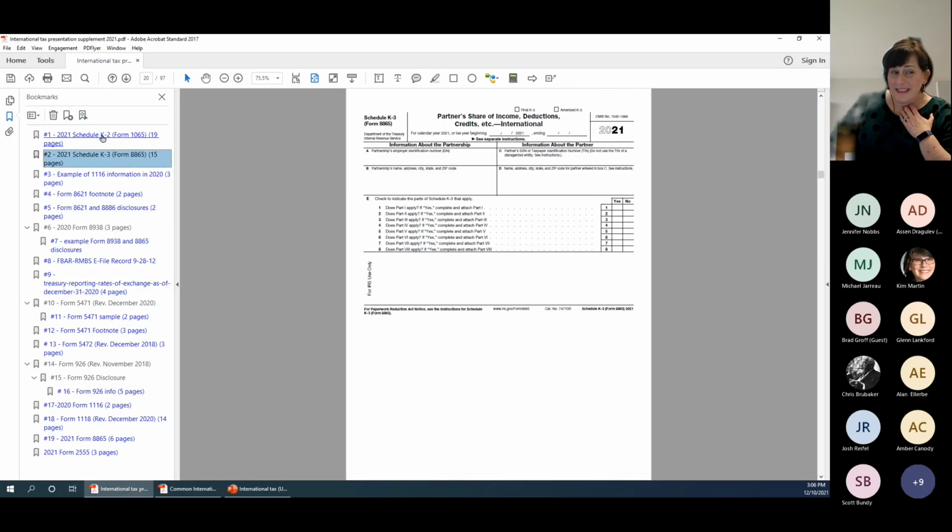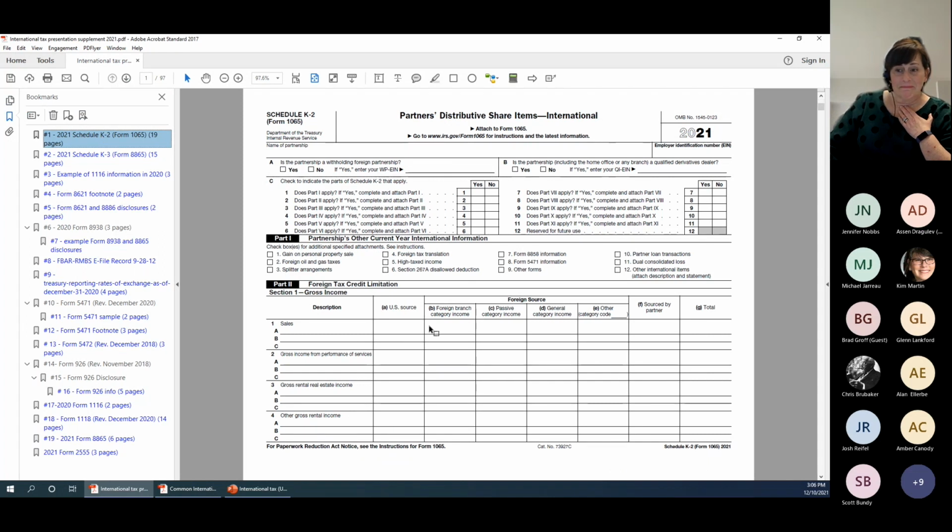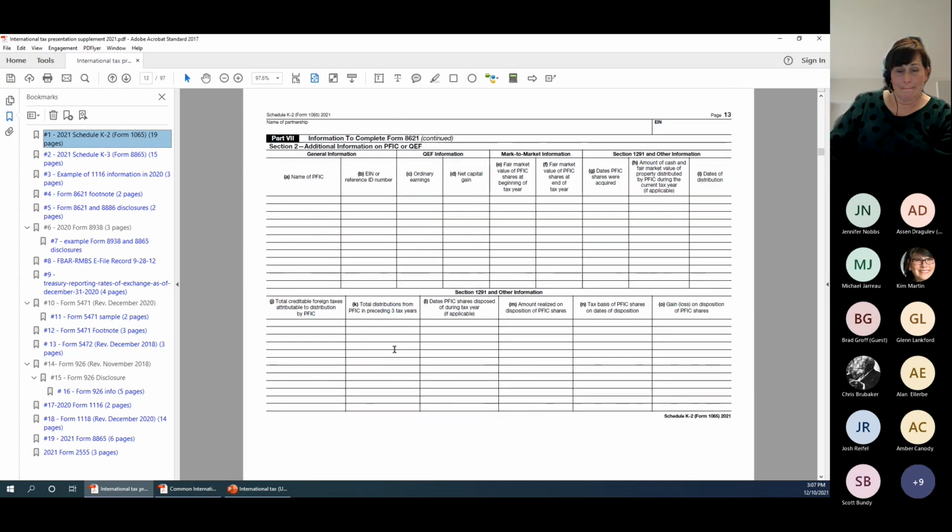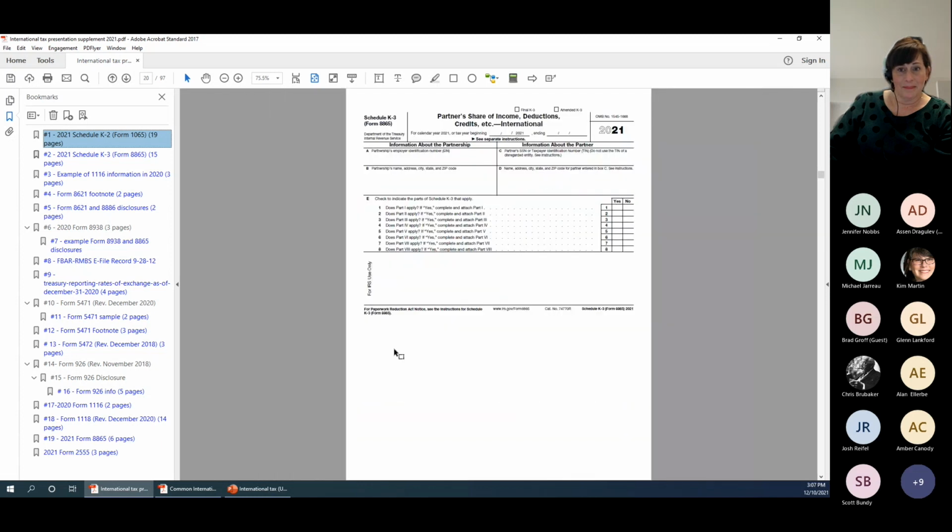Anyone have any questions so far? Nope. All right. So next, we've got the K2, K3, still a lot of unanswered questions, still waiting for the final form. So the next thing we wanted to do is review some of the forms that we commonly use and explain the requirements for filing those forms. Carrie, can I add something a little bit about the K3? Yes.